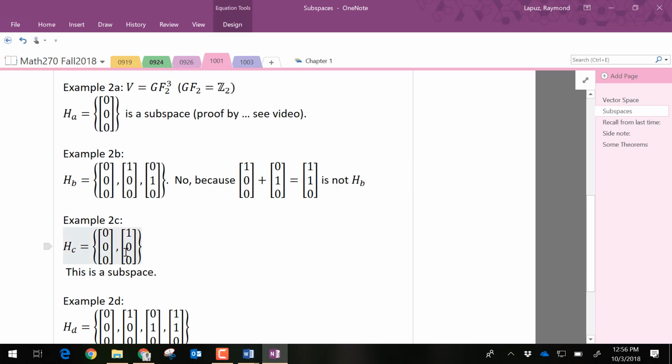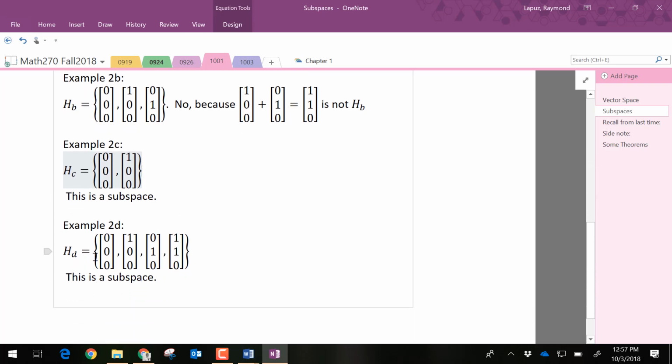In our third example, we did find this to be a subspace because if we added any combination of these 2 or itself, we're still going to be within the subspace. And if we scalar multiply this, and our scalars are just 0s and 1s, we're still going to be in the subspace. So this is in fact a subspace. We also found another thing that's a subspace as well. So these are all subspaces of vector spaces.